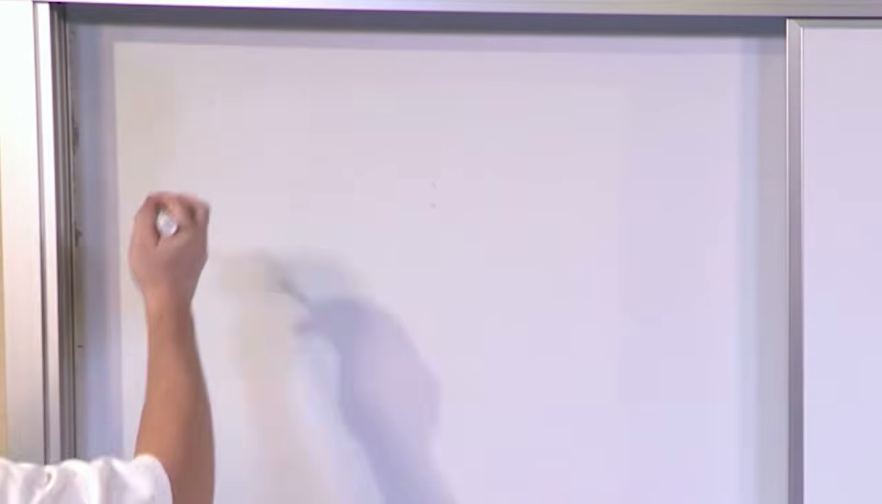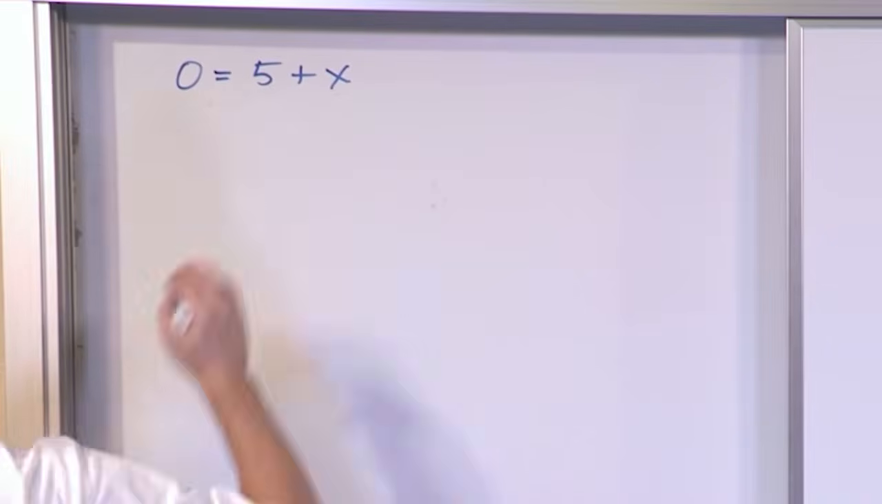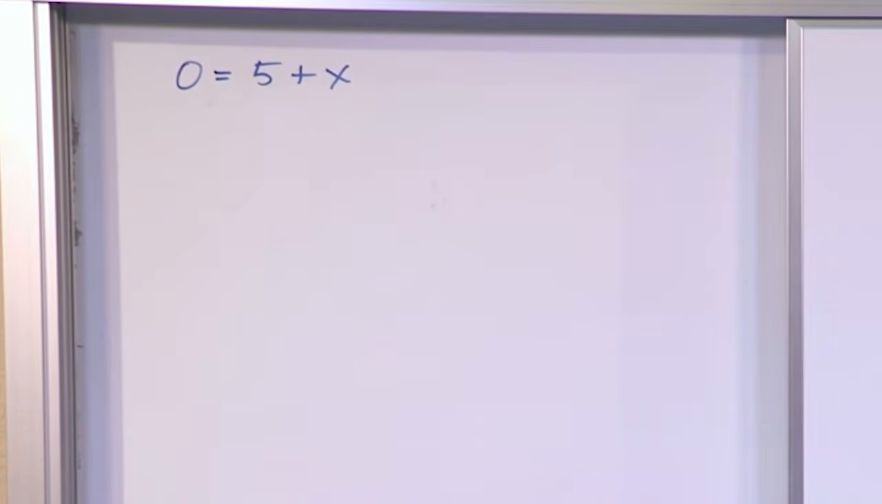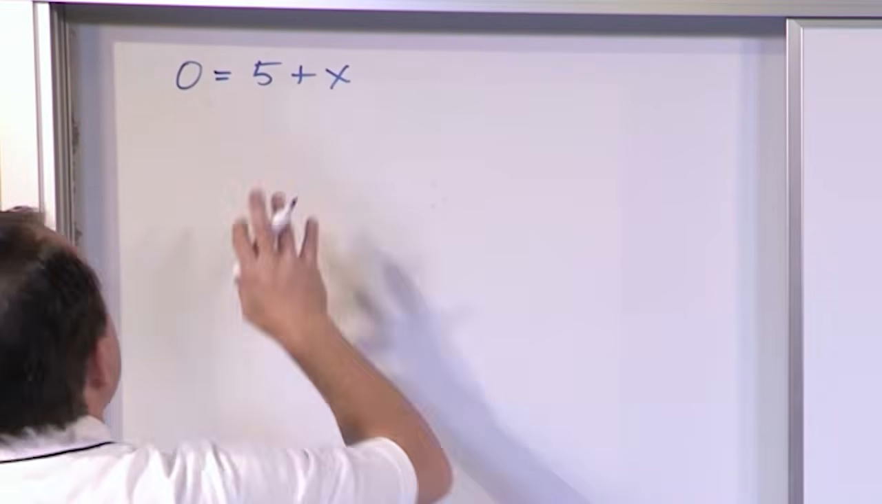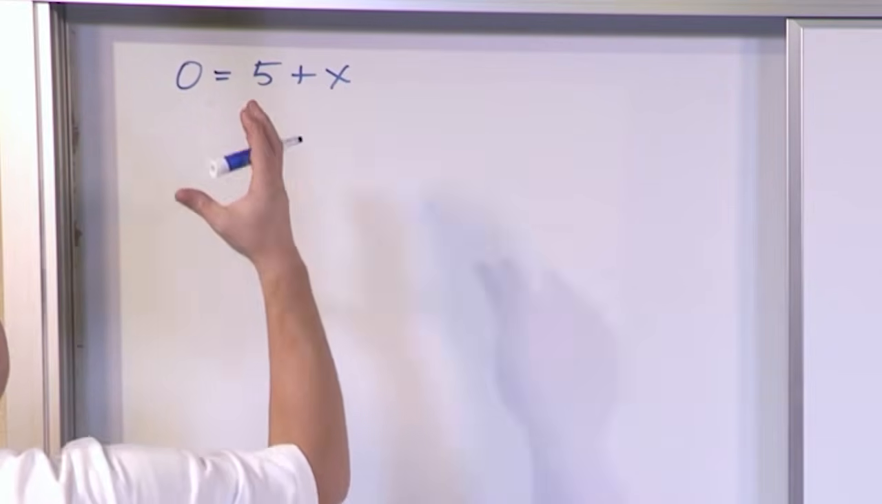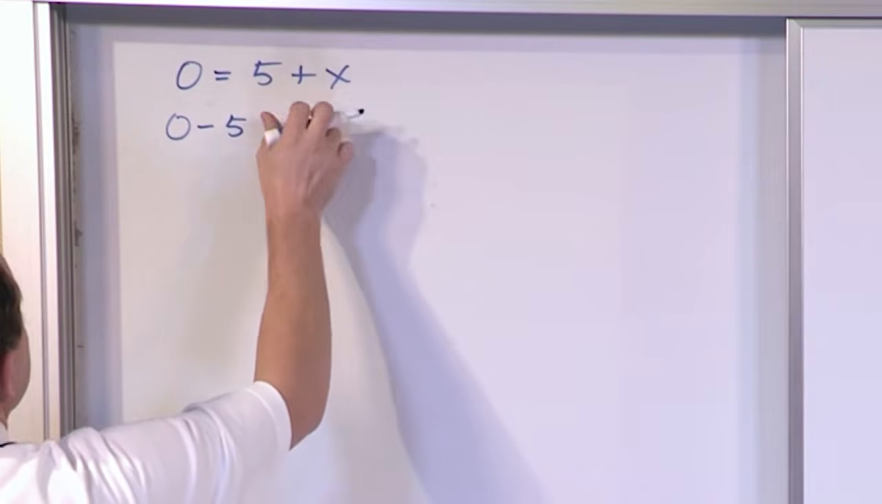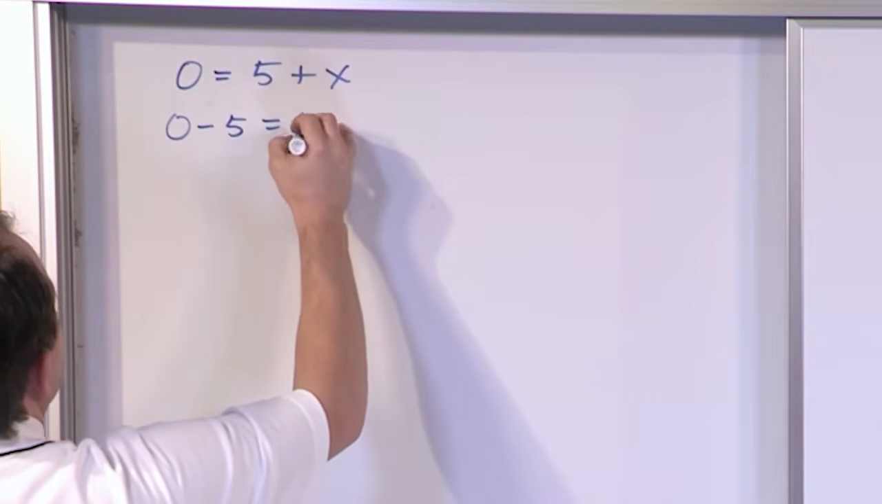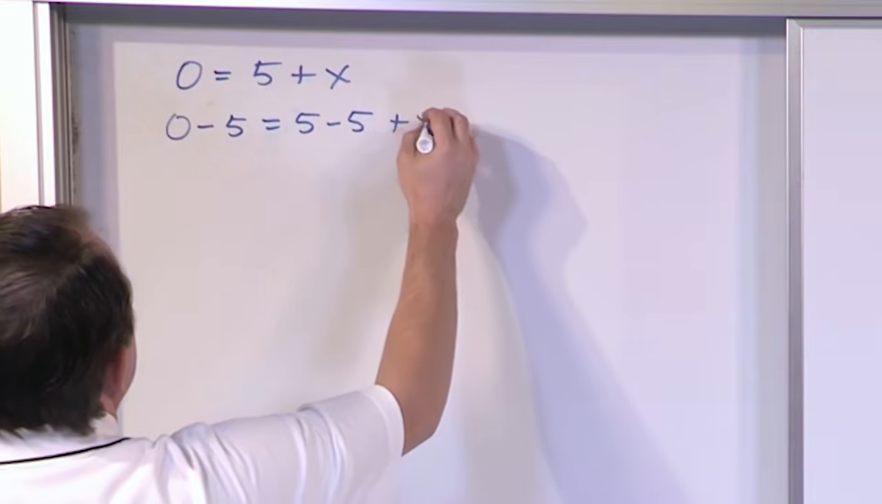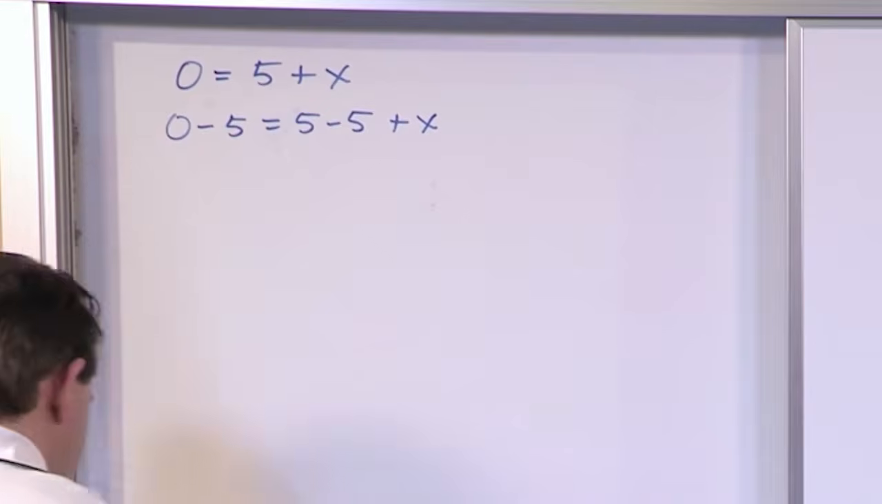All right, for our next problem, we have 0 is equal to 5 plus x. So it looks really simple. X is on the right-hand side. How do we solve it? We want to get rid of this 5. This is a positive 5, so we have to subtract 5. So on the left, we're going to subtract 5. And on the right, we're going to subtract 5.